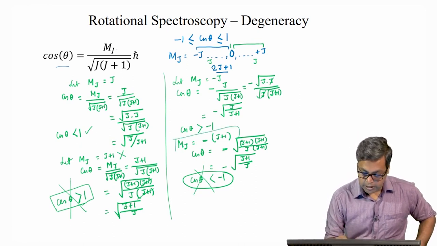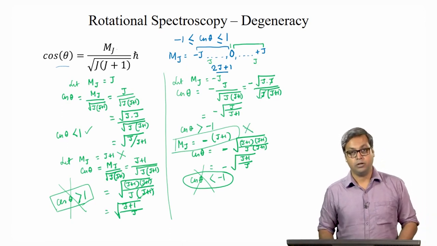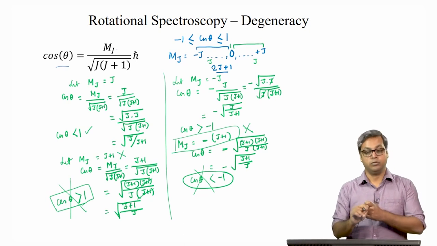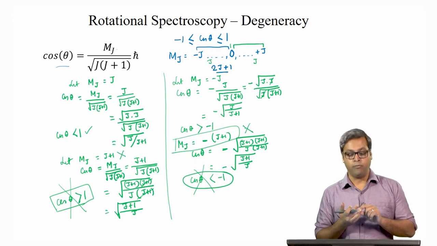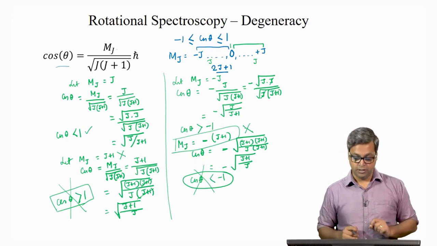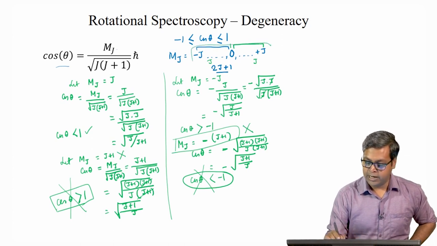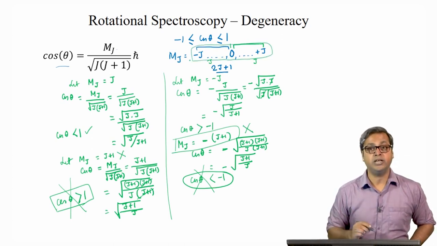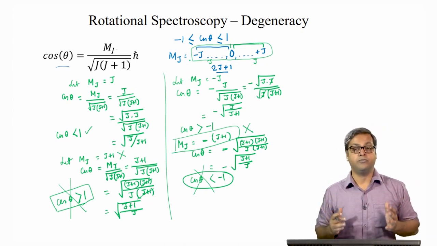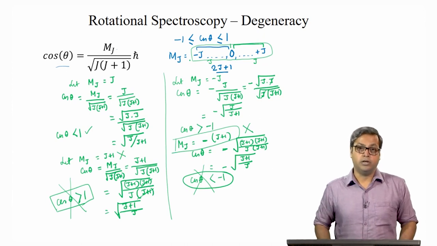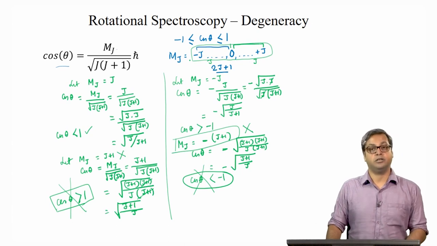In other words, mj cannot be minus of j plus 1. So, we saw the maximum value of mj is plus j and the minimum value of mj is minus j. So, that is how we can say that mj can take up these values from minus j to plus j, which actually tells us there are 2j plus 1 different orientations. In other words, each energy level is 2j plus 1 fold degenerate.